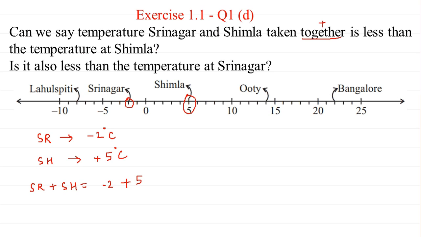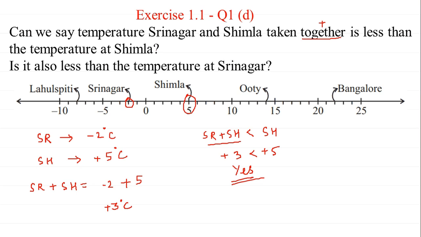One number is negative, one is positive, so we subtract and take the sign of the greater number, which is plus. So together the temperature of Shimla and Srinagar is plus 3 degrees Celsius. Now the first question: is the temperature of Srinagar plus Shimla less than the temperature of Shimla? Together the temperature is plus 3. Is it less than the temperature of Shimla, which is plus 5? Yes, this is correct, right? Because plus 3 is smaller than plus 5.